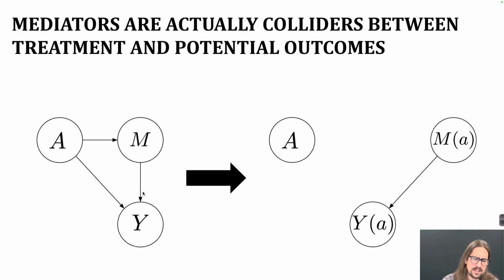But maybe that's okay because this is on the path. It's not a collider, so what's the big deal? But this is not the right DAG to be looking at. This is the observed world DAG. But what you need is the conditional independence between A and Y little a, the potential outcomes.